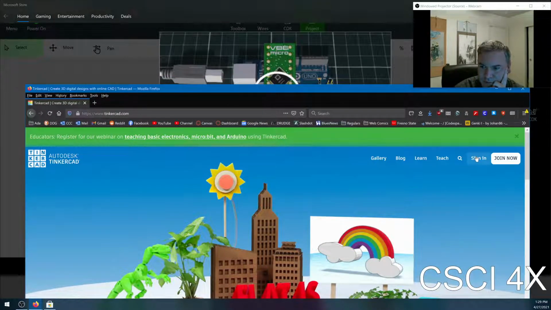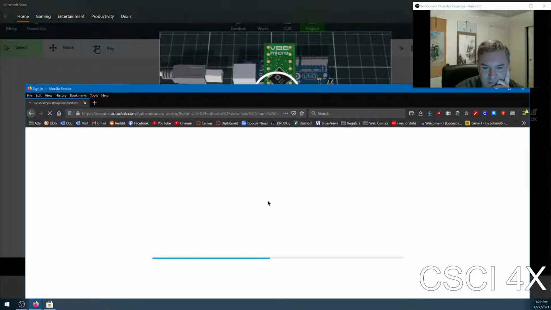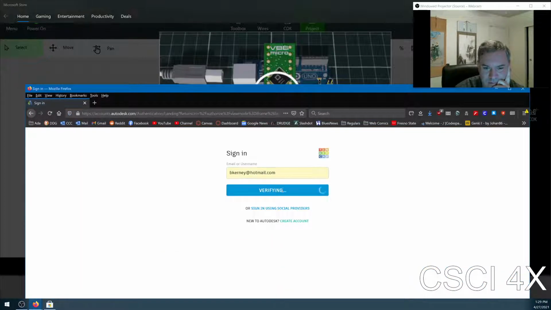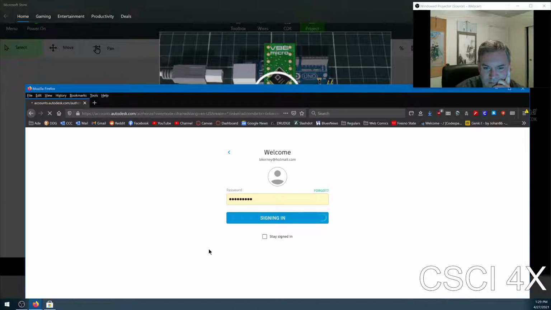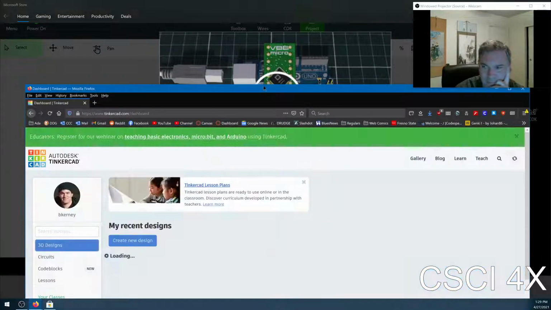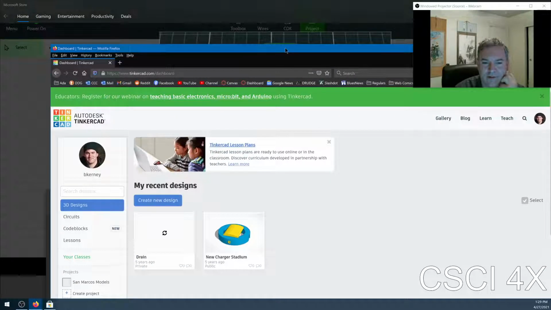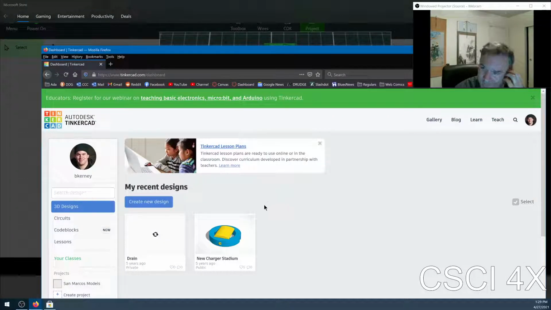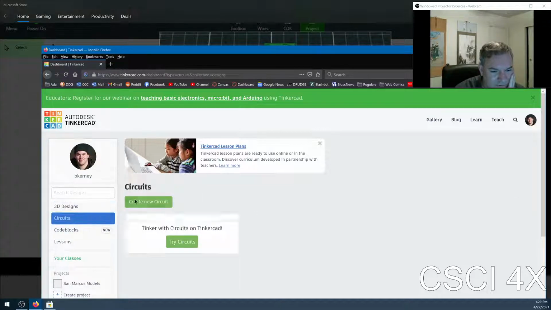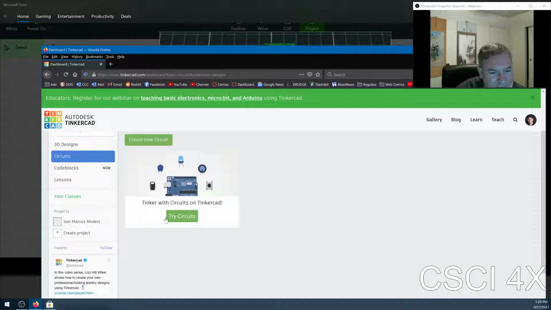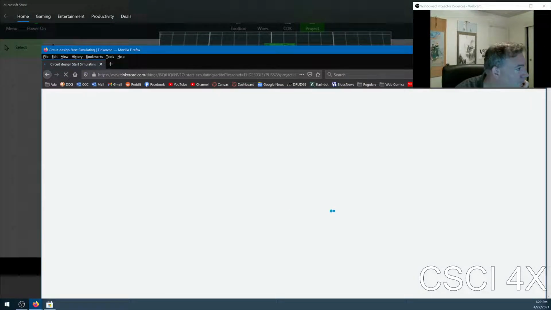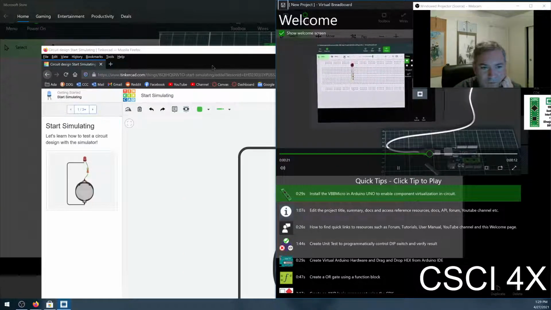Let's see if my account still exists. Sign in, email username. There you go. Tinkercad lesson plans. Maybe that could be your next homework assignment. 3D design, circuits. Okay, tinker with circuits on Tinkercad. Let's try circuits. Here's a virtual breadboard over here.